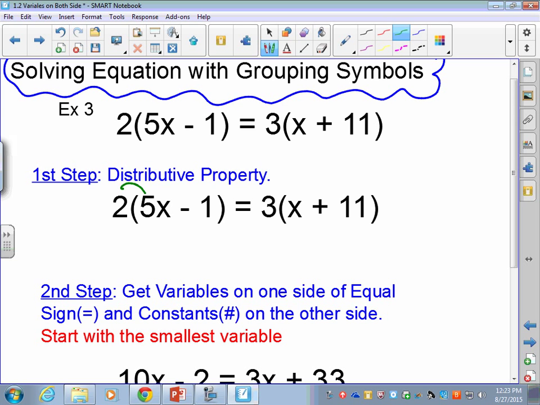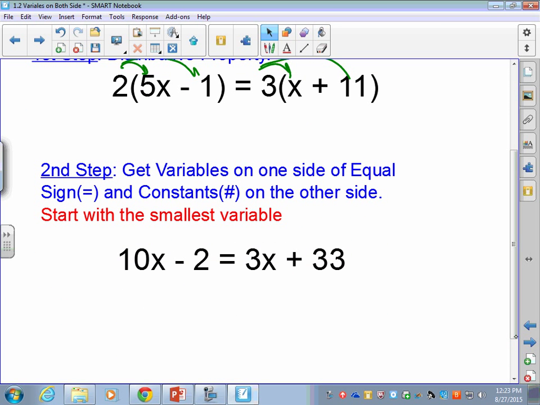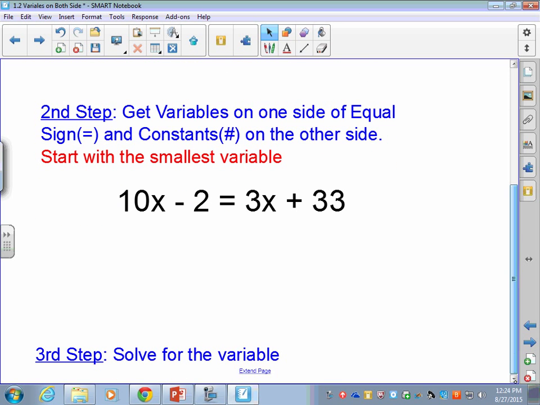So we're going to distribute both coefficients. So this would leave me with, and I have it up here, hopefully you did that, 10x minus 2 equals 3x plus 33. Okay? Then we're going to get the variables on one side of the equal sign and constants on the other side. So distribute, get your 10x minus 2 equals 3x plus 33.